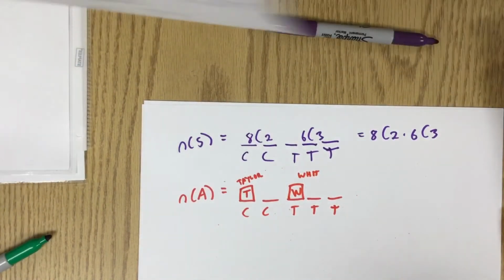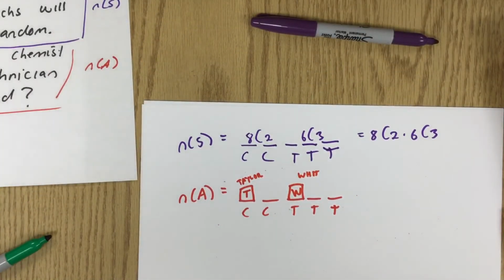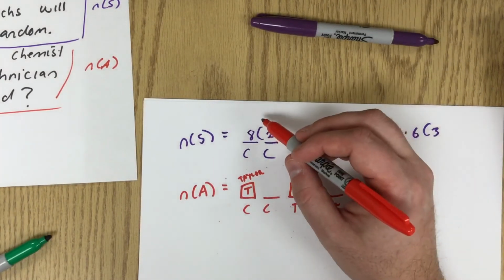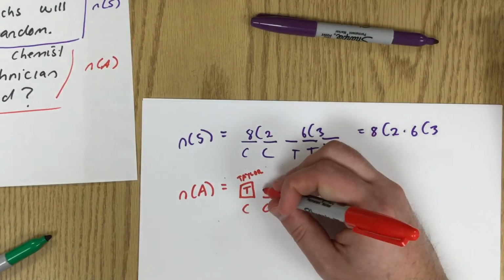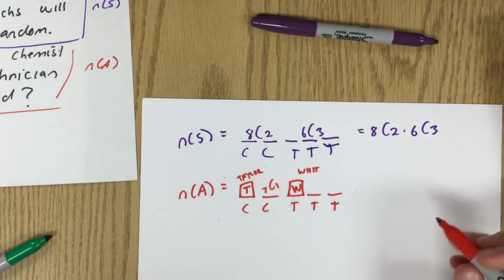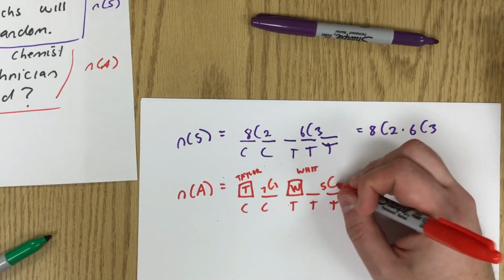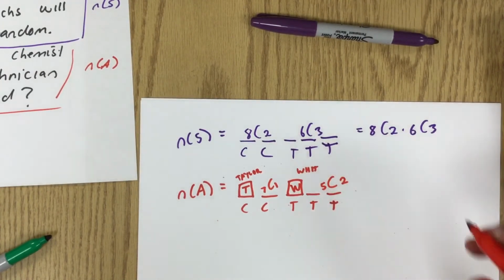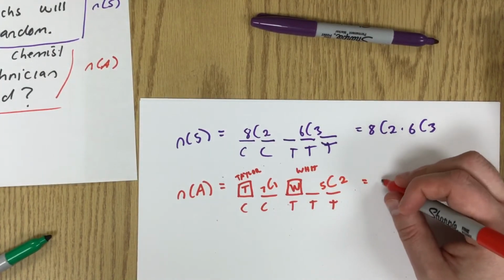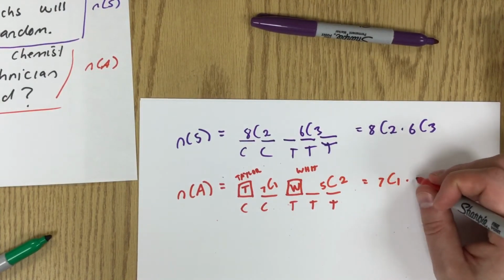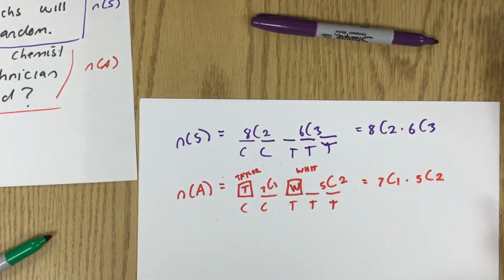And what do we do? Well, we need the probability. So there were 8 chemists. We've already placed Taylor, so there's going to be 7 choose 1 options there. 6 techs, if we take out that one, is going to be 5 choose 2. And so our NA is going to be 7 choose 1 times 5 choose 2.